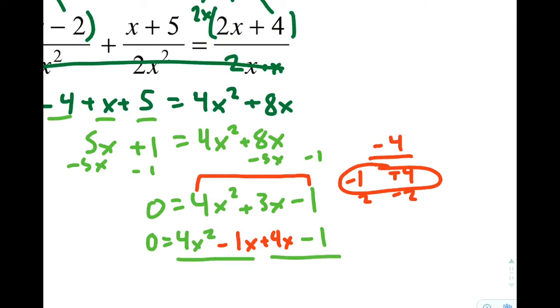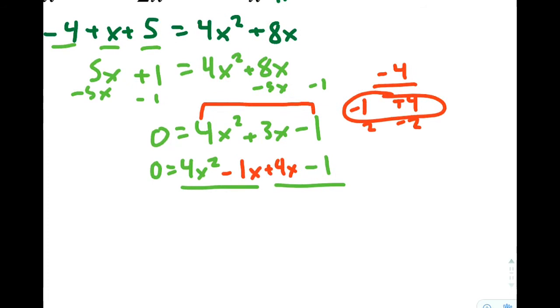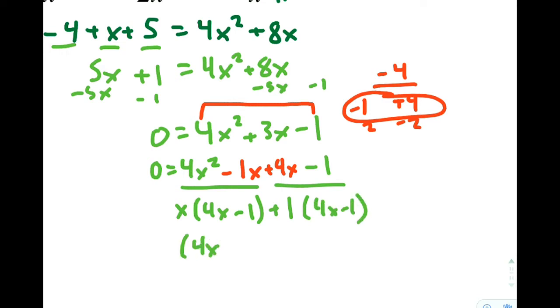And these two chunks are now going to factor. So we have an x in common that we're going to pull out front, leaving us with 4x minus 1. Over here we have nothing in common, so we're going to put a 1 out front and do 4x minus 1. Since the groups are the same, we take the 4x minus 1 out front and the x plus 1, the leftovers, as a group. And now we have it fully factored. 0 is equal to all of that.